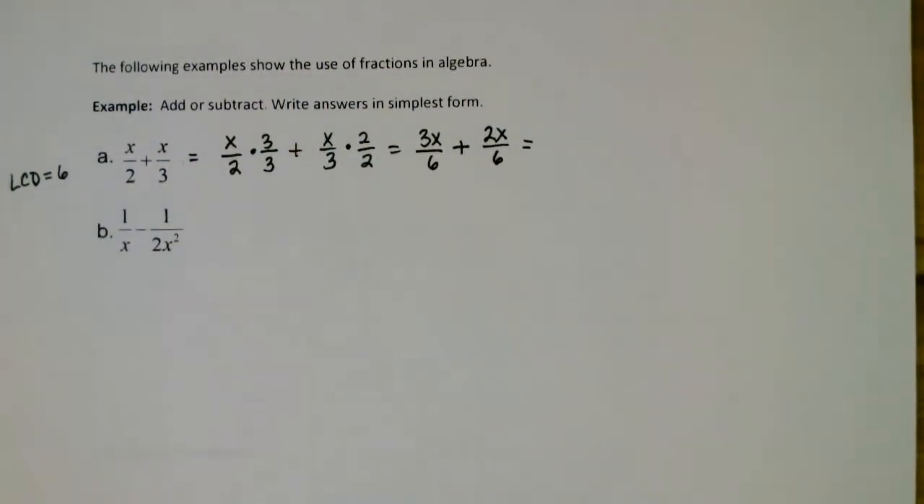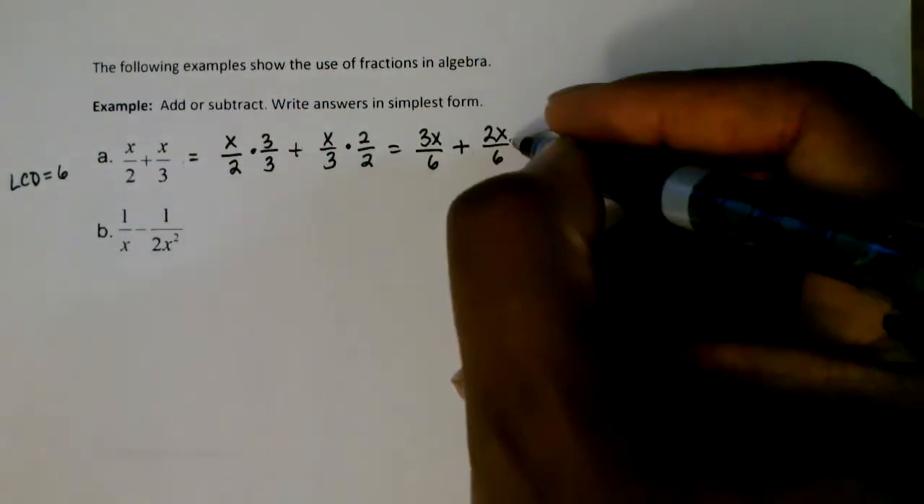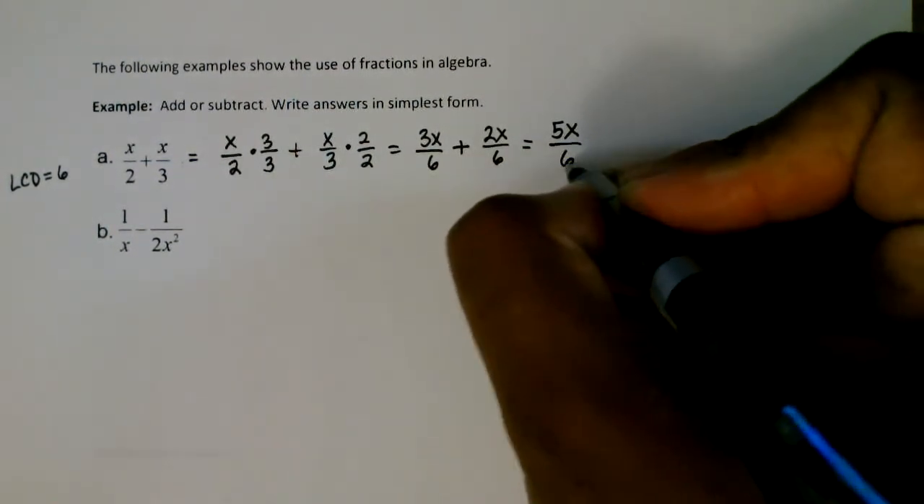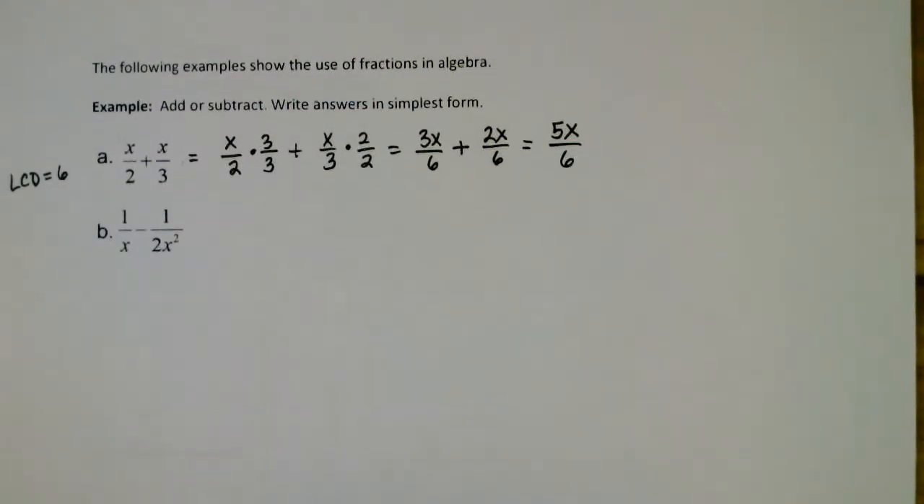Well, my denominators are the same. I can go ahead and add the numerators together. 3x plus 2x will be 5x all over 6. So x over 2 plus x over 3 will be 5x over 6.